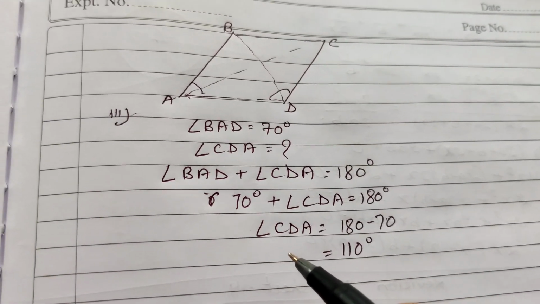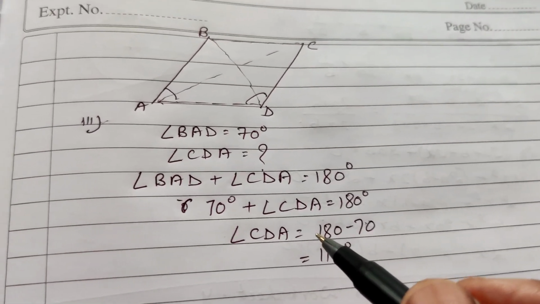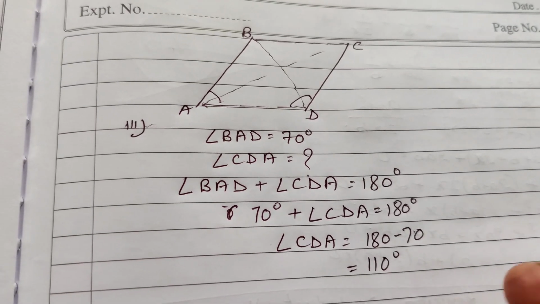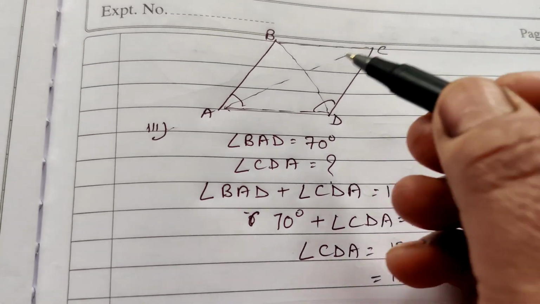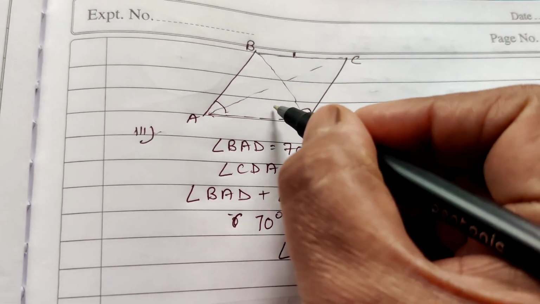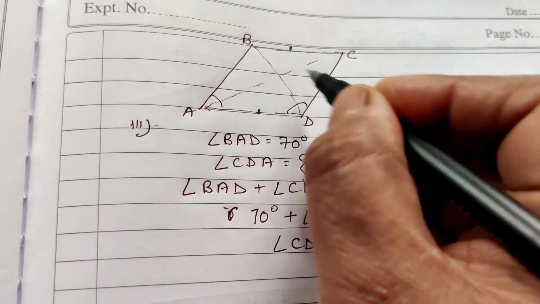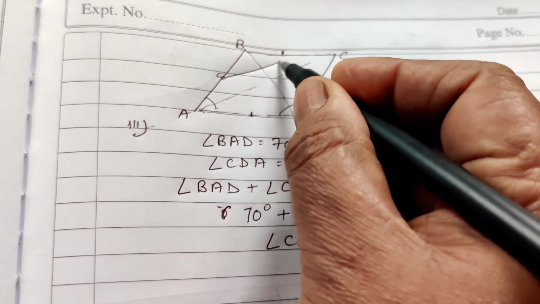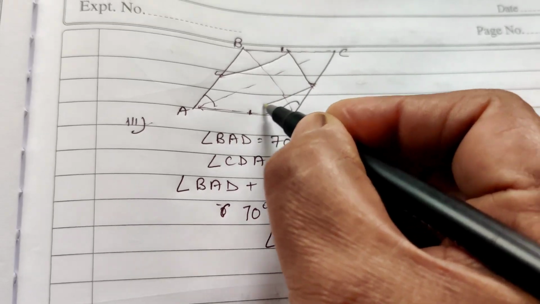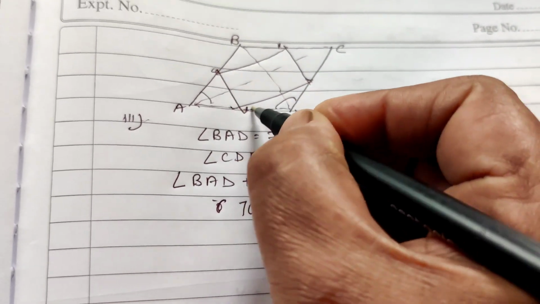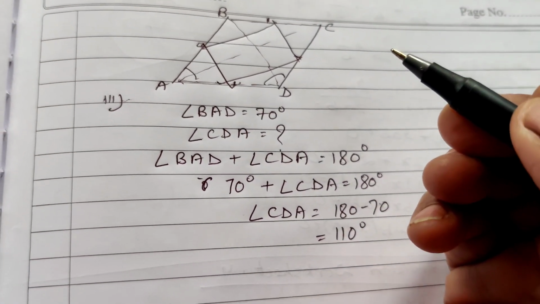Fourth, name the quadrilateral formed by joining the midpoints of any quadrilateral. These are the midpoints, suppose 1, 2, 3, 4. Join the midpoints. So we get a parallelogram. What is the answer? Parallelogram.